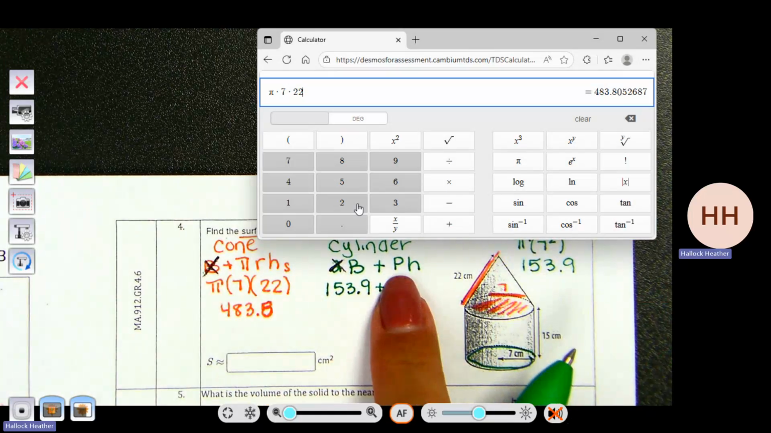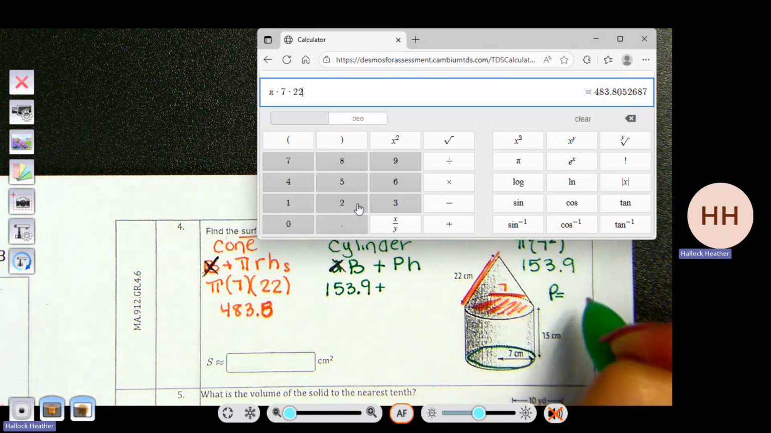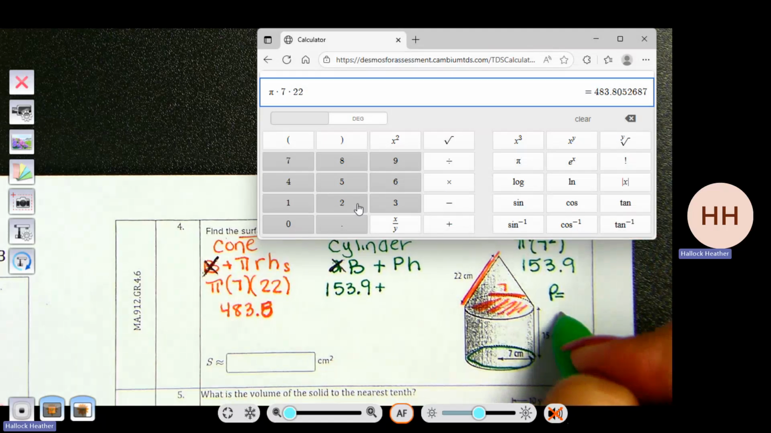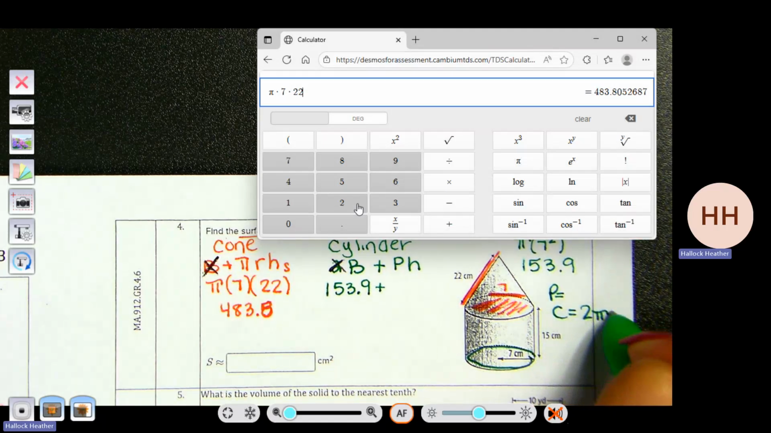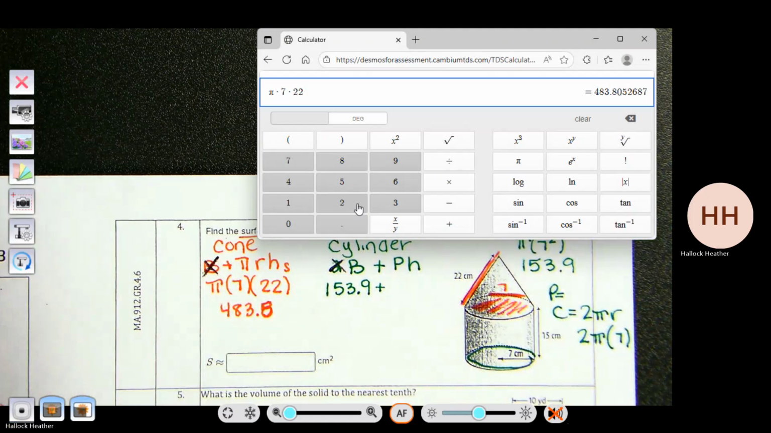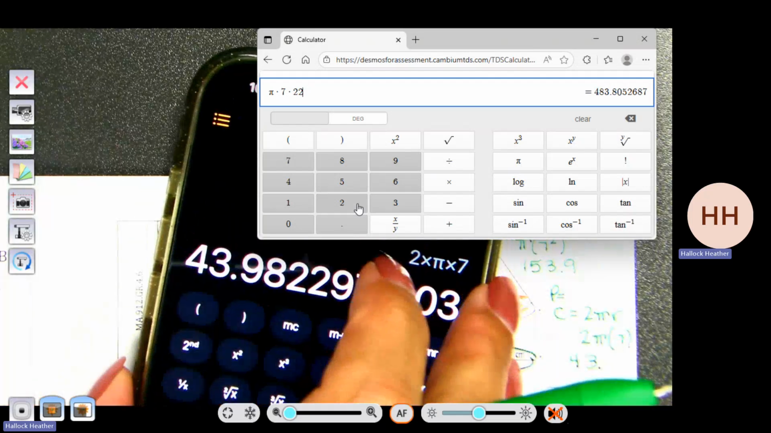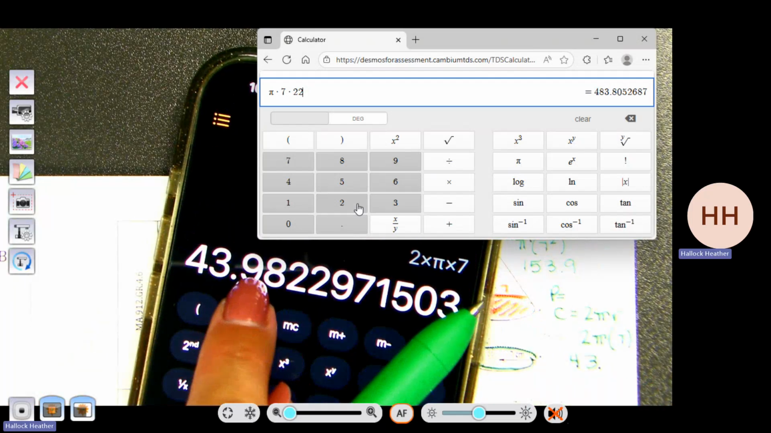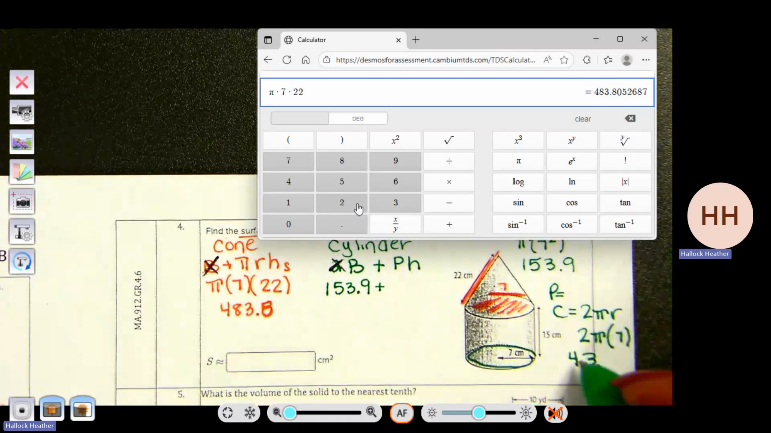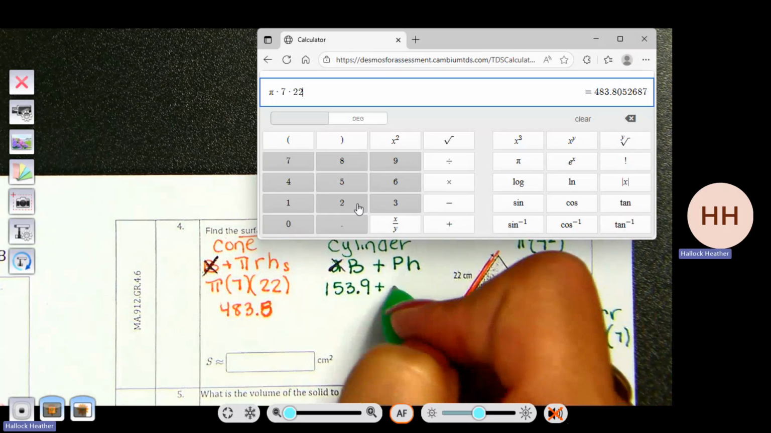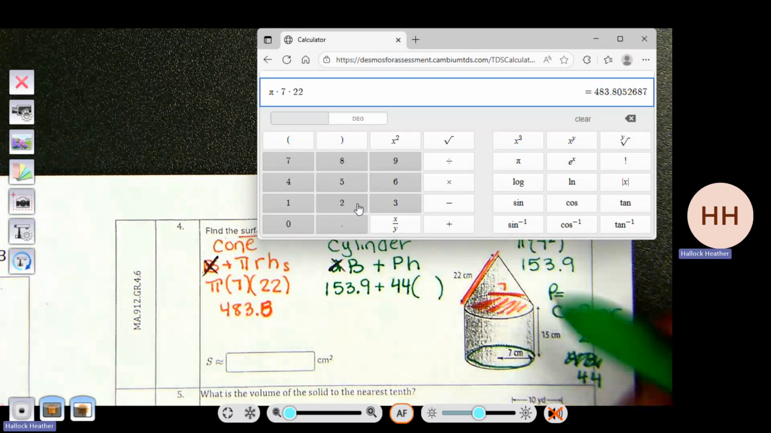Bring down my plus sign. I also have to find perimeter off to the side. Perimeter for a circle is circumference, so I'm using circumference equals 2 pi r. So we're doing 2 times pi times my radius, which is 7. That is 43.98. The 8 is going to round the 9 up, which rounds up the 3, so that's actually 44 because we're rounding to the nearest tenth. So I'm going to plug in 44, and I have to multiply by the height, which is 15.